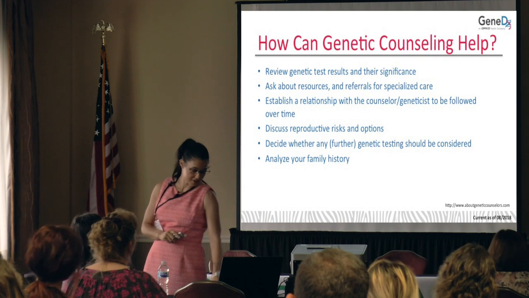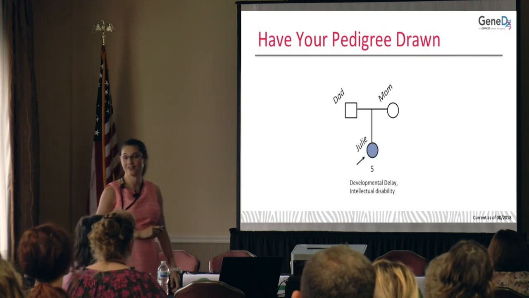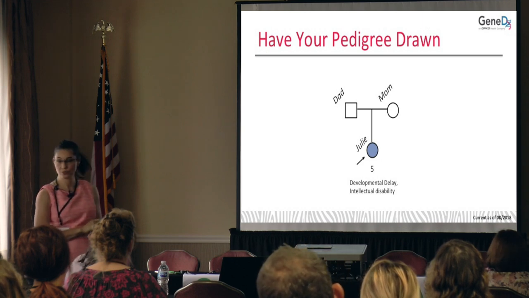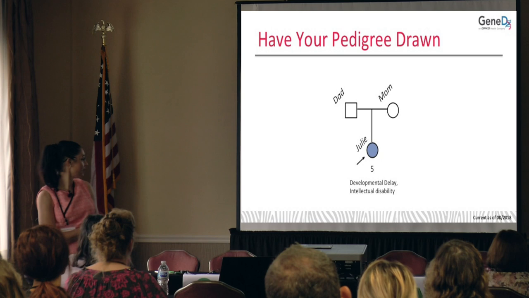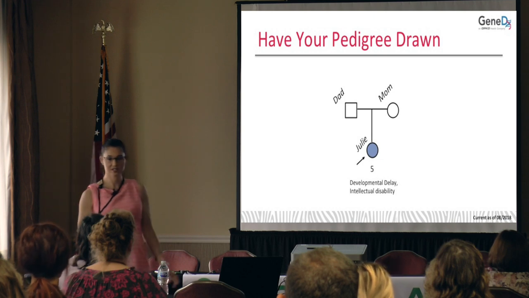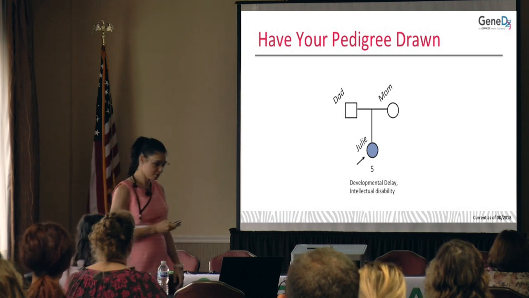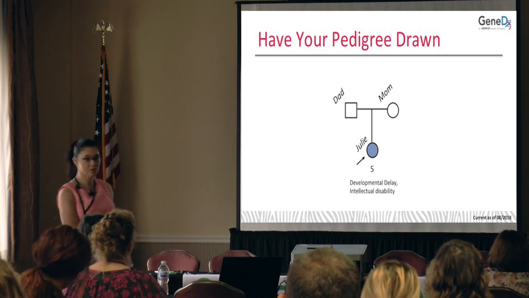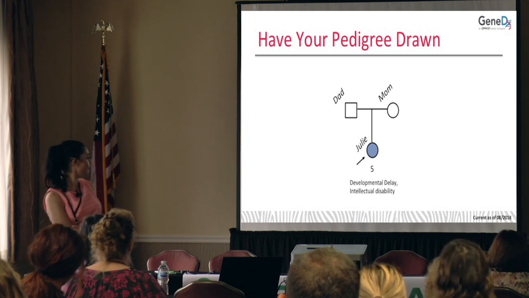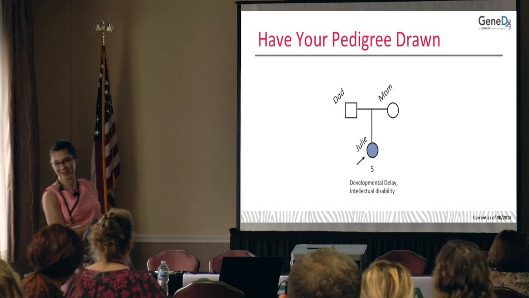One thing that always happens in a genetic counseling session is you have your family tree drawn. We call it a pedigree. And here's an example. The circles are women. So here we've got Julie, and she's 5 years old. She's colored in because she's the one who's affected. The arrow's pointing to her because she's the initial patient who came to attention. And then squares, men. I'm not going to say men are squares. I'll say squares are men. Circles are women. All right.